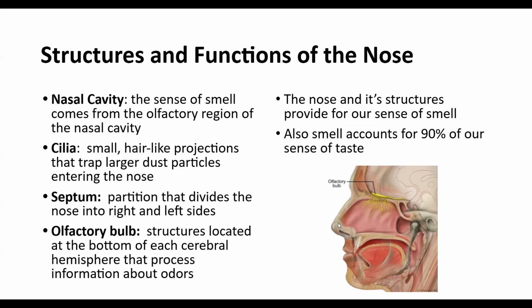Then we have our septum. This is the portion that divides the nose into right and left halves. So whenever you get your septum pierced, you have that nose ring in between those two nostrils.